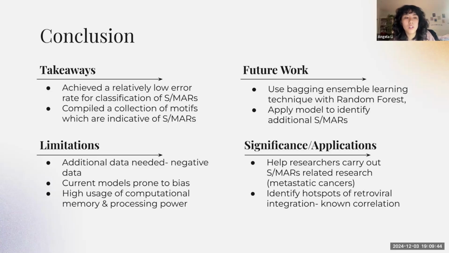So in the future, of course, we plan to fix our data set, and we also hope to use a bagging or stacking ensemble learning technique with our current base models, along with others such as naive Bayes. And this will combine all the strengths of these base models to create a model which hopefully provides a higher accuracy rate. And we also hope to apply this model to identify additional SMARS regions.